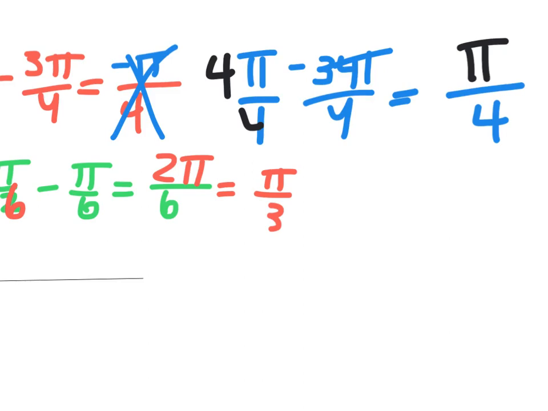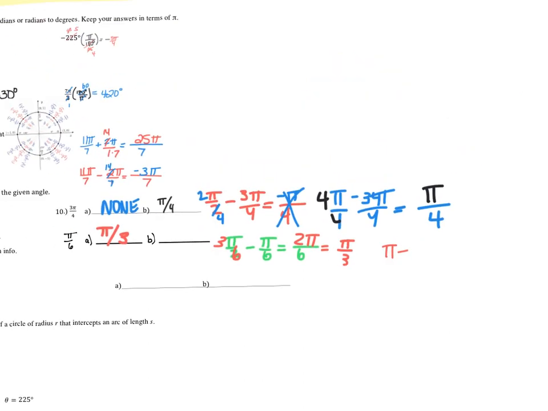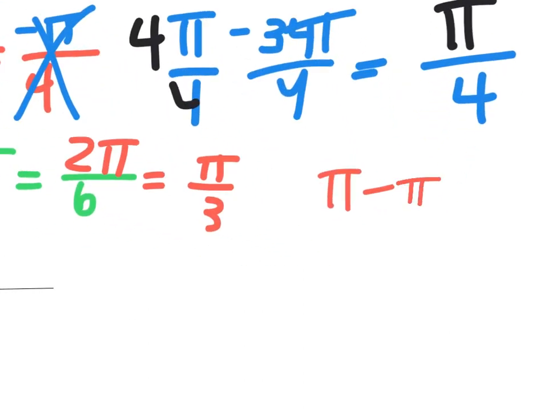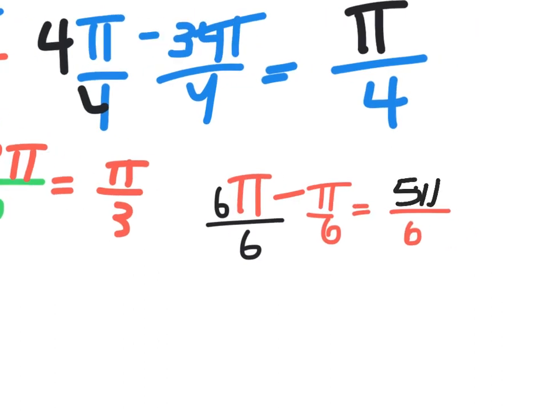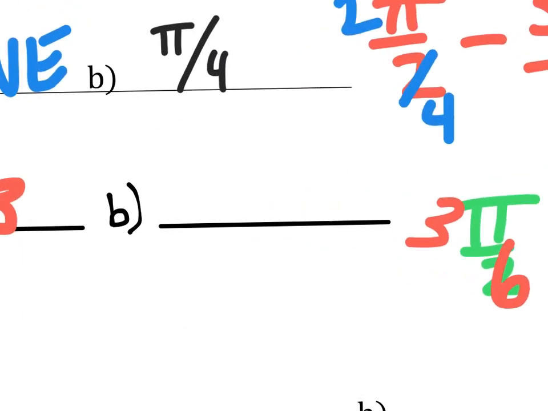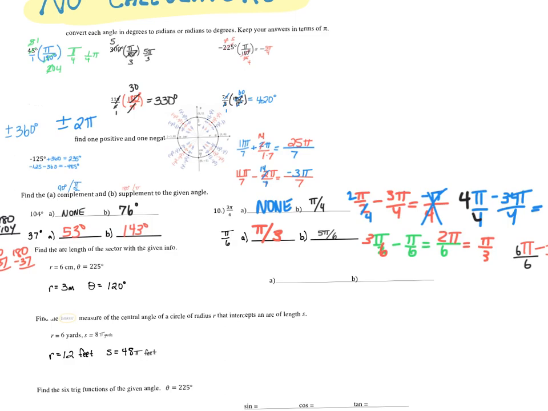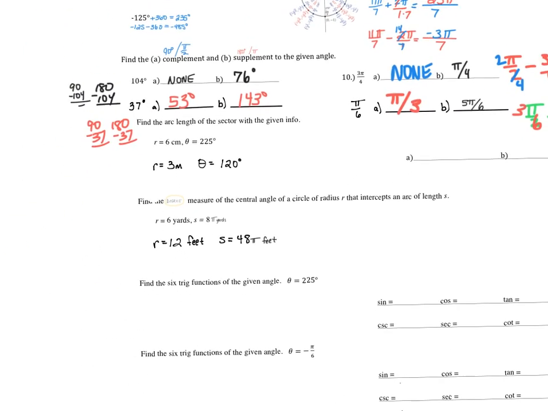And then we have pi minus pi over 6, right? Common denominator of 6. So this becomes 6 pi over 6, right? So 6 pi minus 1 pi is 5 pi over 6. Good. All right, how are we feeling so far? You guys okay?